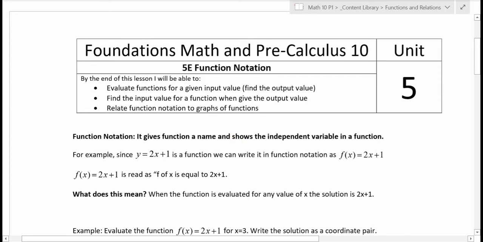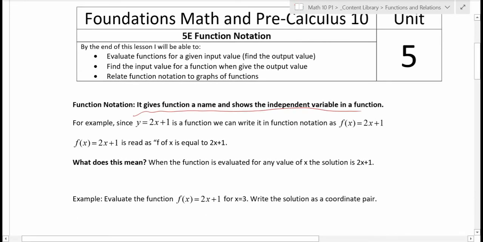All right, welcome back to the fifth lesson, the last lesson for Unit 5, and we are going to be looking at function notation today. So what exactly is function notation? Function notation essentially gives a function a name, and it shows the independent variable in a function. So what does it look like?